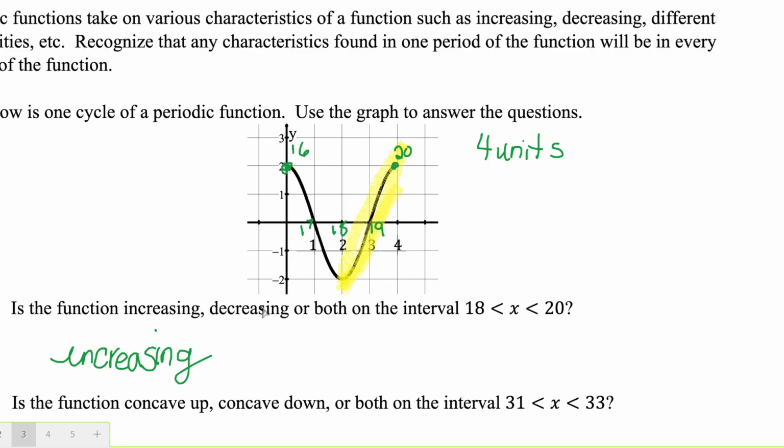Is the function concave up or concave down, or both, for 31 through 32? So we know it's 4 units. What do I need to multiply to get to 31 as close as possible? Can I do 6? Yeah, 4 times 6 is 24. But I can get closer to 30. About 7. 7 times 4 is 28. How about 8? 8 times 4. All right. So I could use 8 times 4, 32. It is a little over, but I need to get to 31.